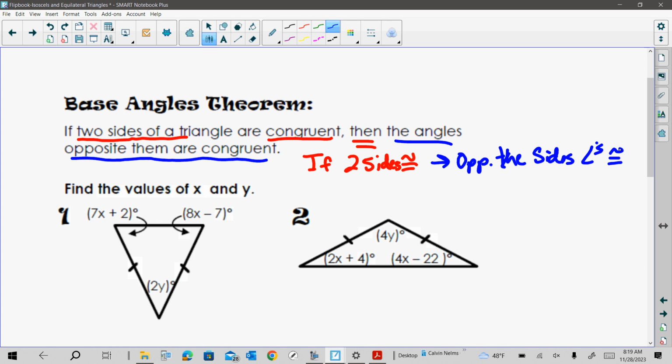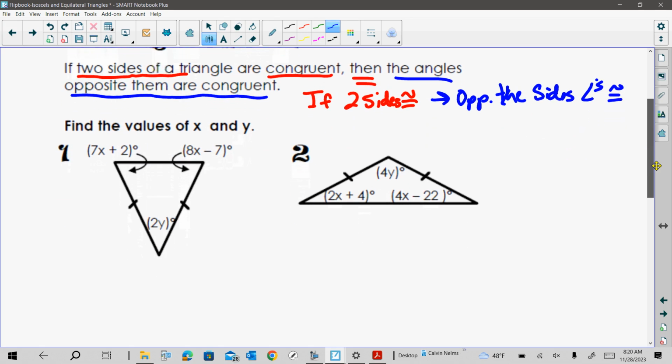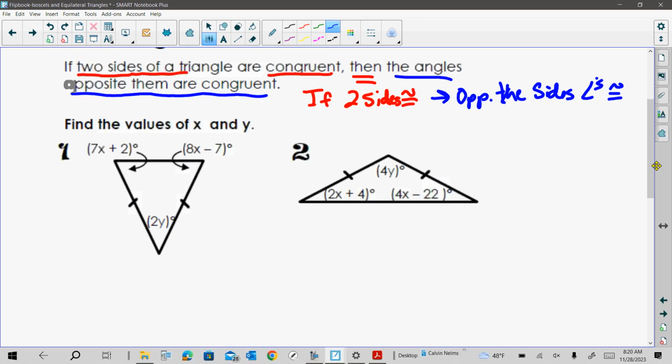So the converse is just the thing we learned at the very beginning, our different types of conditionals, where if I know that this is true and I switch it around and it's true, then it will work as well. So I can work forward or backwards. So in order to use this theorem, we have to see two congruent sides. So on number one in this example, because they want us to find x and y, by seeing these two tick marks right here, I'm showing two congruent sides.